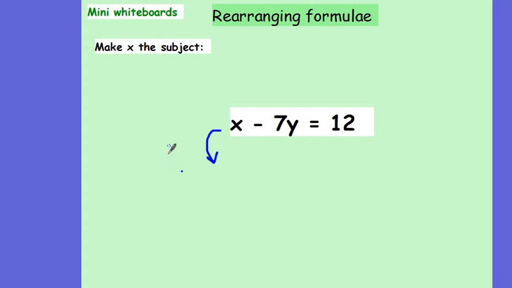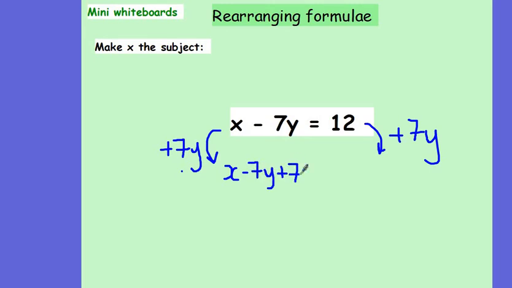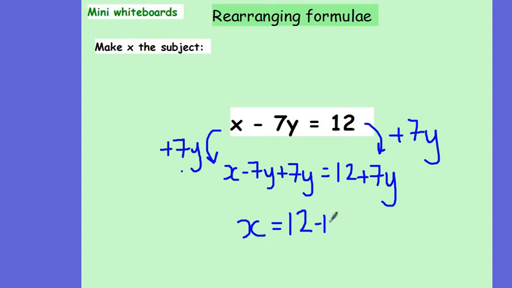Let's go through it. I need to add 7y to both sides to get rid of this subtract 7y. So now I've got x, subtract 7y, plus 7y equals 12 plus 7y. x equals 12 plus 7y.